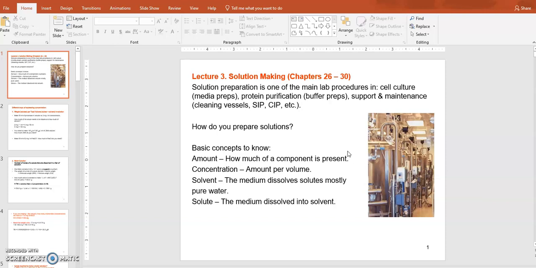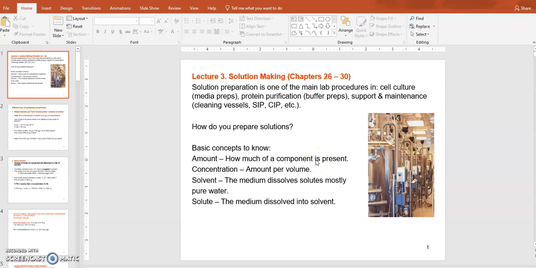There are a whole bunch of solutions with different content, and they are used to protect the integrity of the API, active pharmaceutical ingredients. Okay, so you got to know how to make solutions, how to prepare them, and then how to treat them if they have to be sterilized. Okay, first of all, how you make solution.